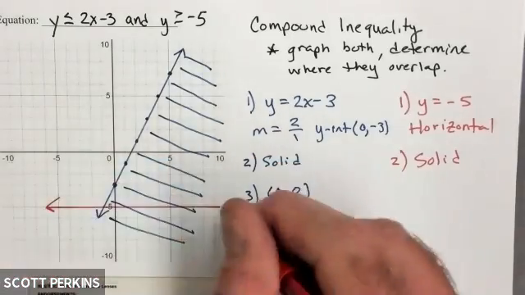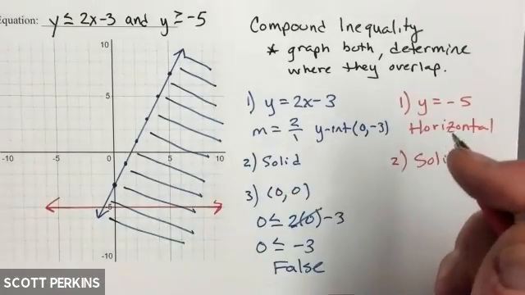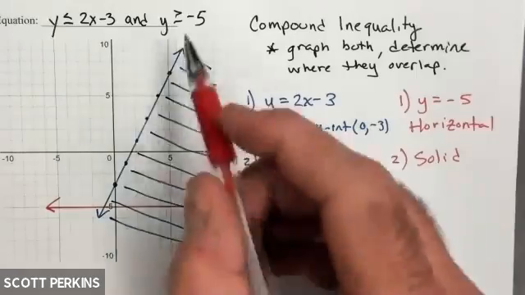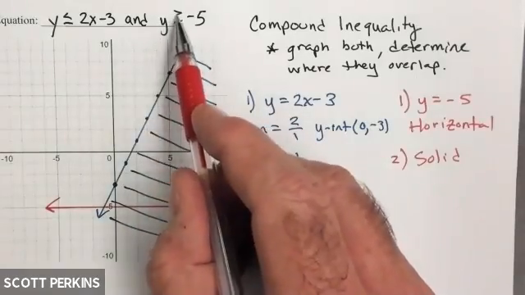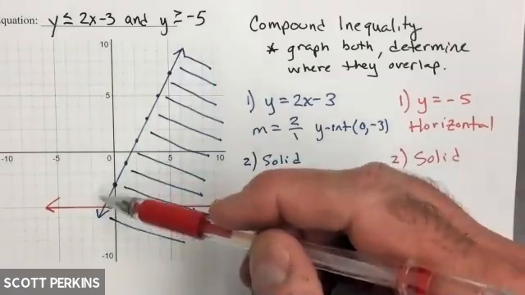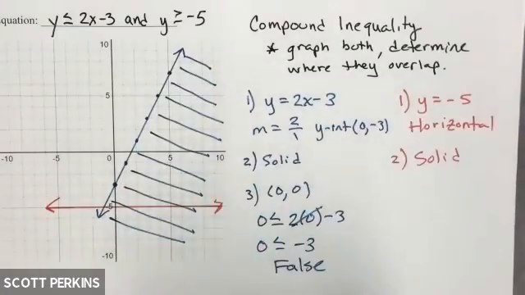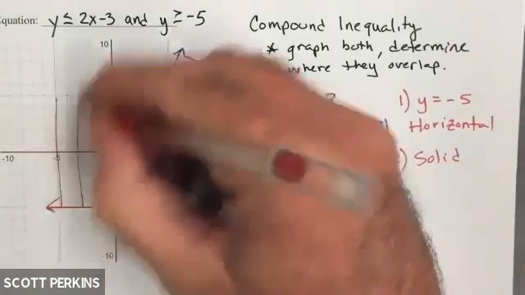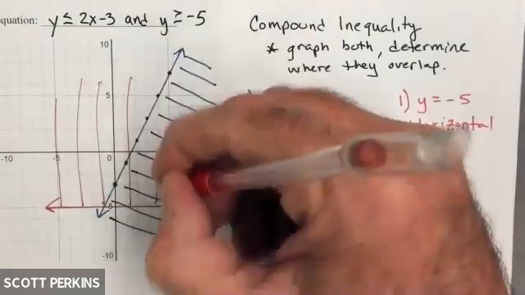You can pick a test point, but remember our horizontal and vertical lines are more intuitive. Which way are the y values going to be bigger than negative 5? Is bigger than negative 5 up for my y values or down? Up. So I'm just going to make my shading like this.